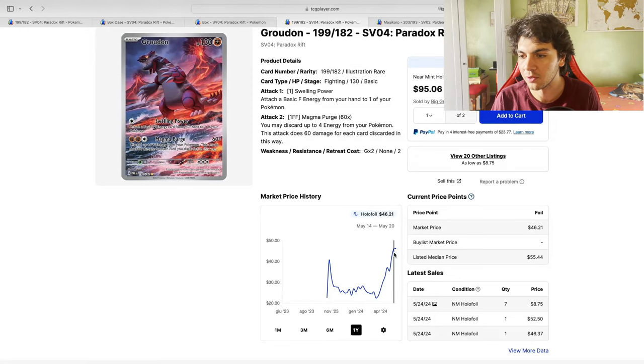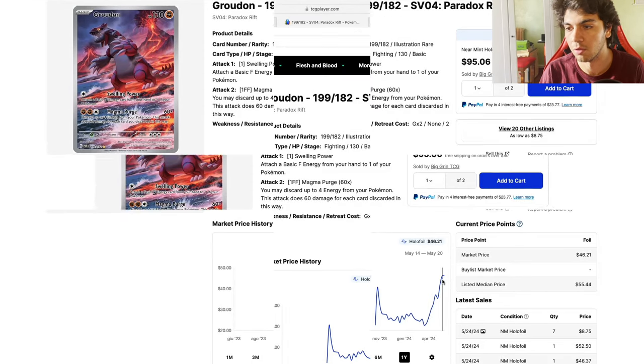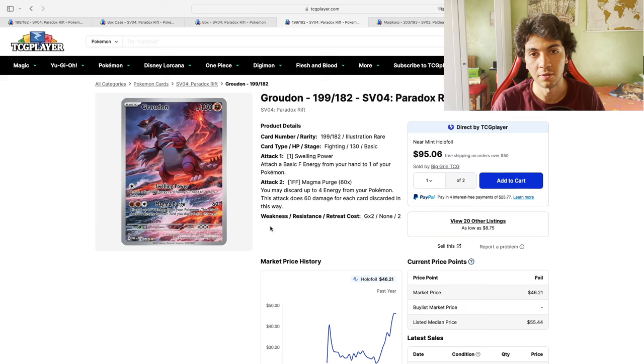What is going on with this Groudon at almost $50? Hello people, this is Bear from Bear Collector, and today we're going to take a look at the Groudon. We're going to try to understand what is going on.